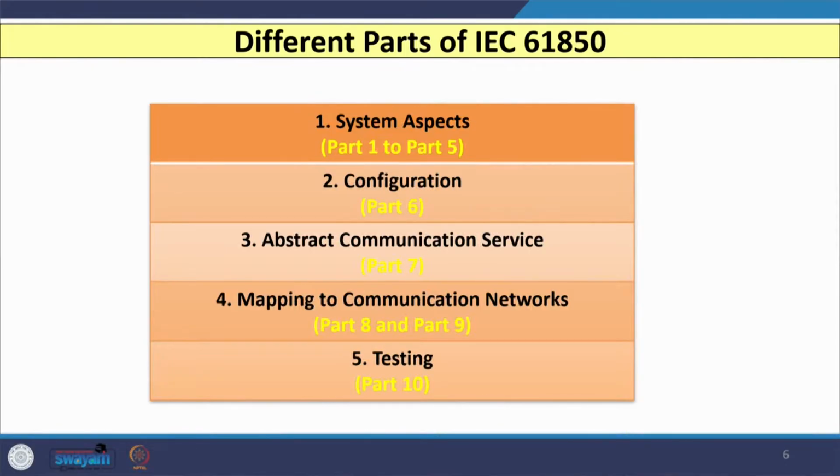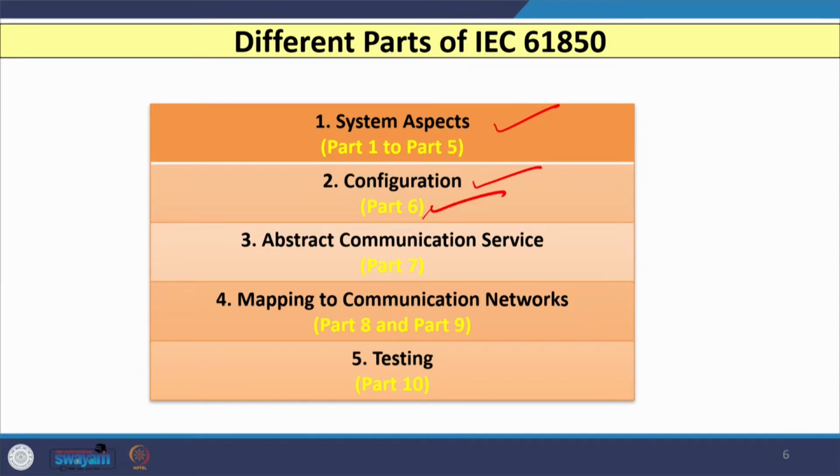Now, let us see what the different parts of this standard, IEC 61850, are. IEC 61850 contains majorly 5 parts. The first is the system aspects. Parts 1 to 5 are covered in system aspects. We will discuss in detail what is given in this, but it contains 5 parts. The second is related to the configuration. What is the configuration of the network or IED is discussed in part 6.